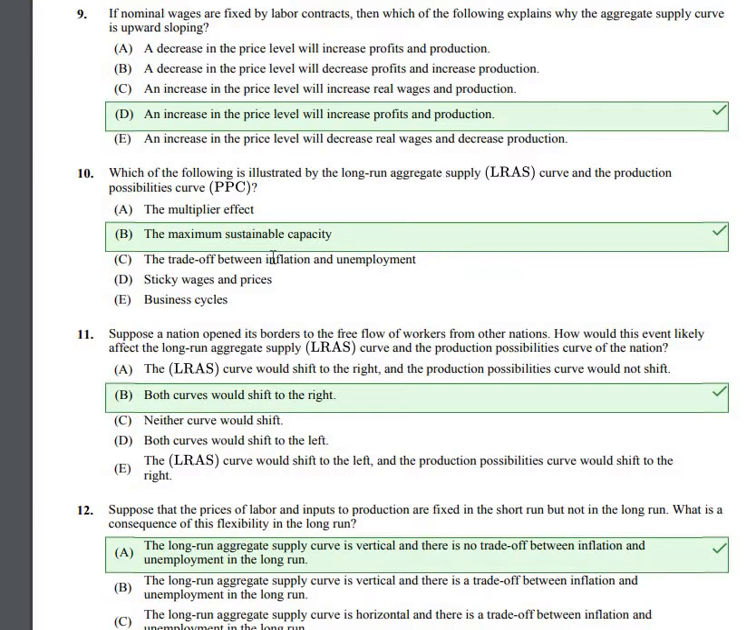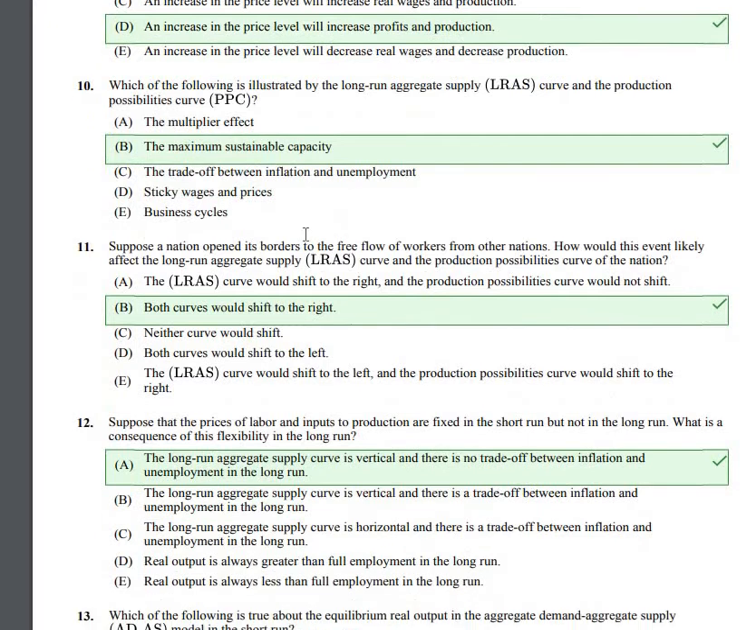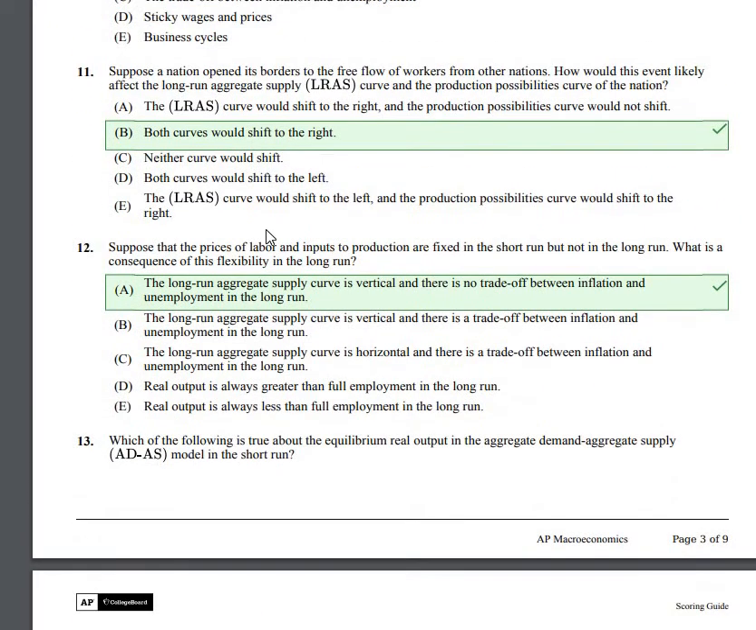Number 10, which of the following is illustrated by the long-run aggregate supply curve and the production possibilities curve? B, maximum sustainable capacity. Okay, potential output is where it should be. Now, you can't exceed your potential in the long-run aggregate supply curve. That's a little bit different than the production possibilities curve, but that's essentially what they mean together.